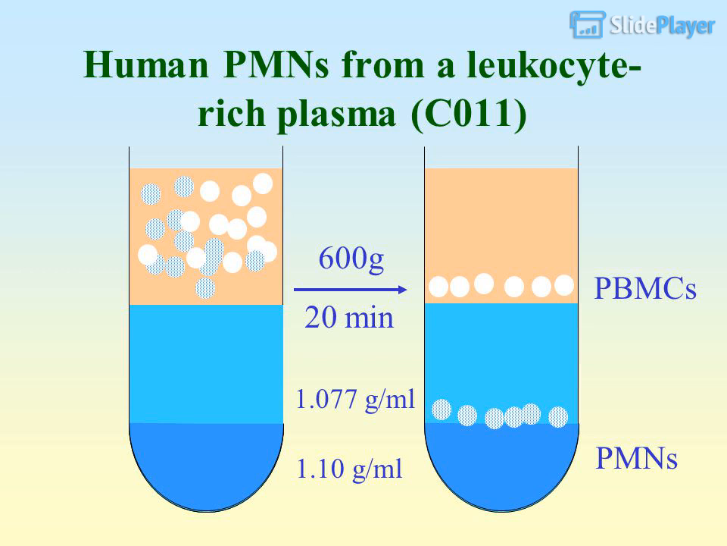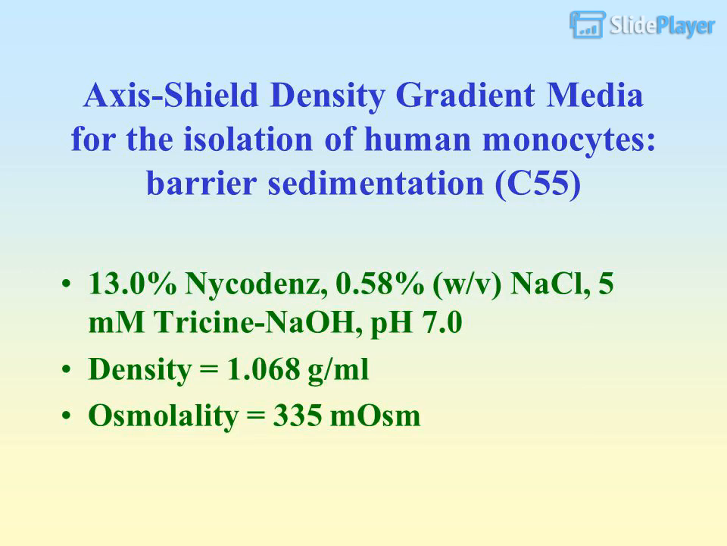Inclusion of a cushion of 1.10 grams/ml, or 1.095 grams/ml, density achieves this optimal situation. 1.10 grams/ml. PMNs. Axis-Shield density gradient media for the isolation of human monocytes, barrier sedimentation, C55. 13.0% Nycodenz, 0.58% w/v NaCl, 5 mM Tricine-NaOH, pH 7.0. Density equals 1.068 grams/ml. Osmolality equals 335 mOsm.